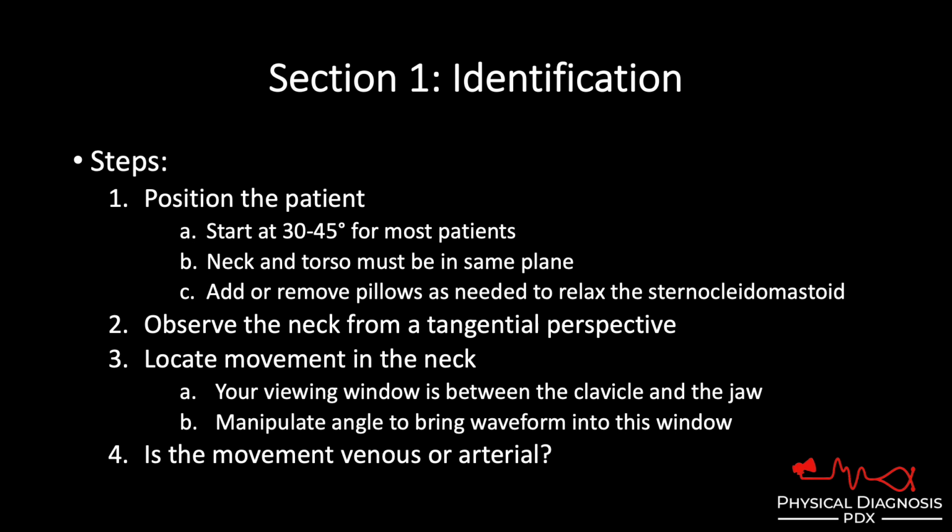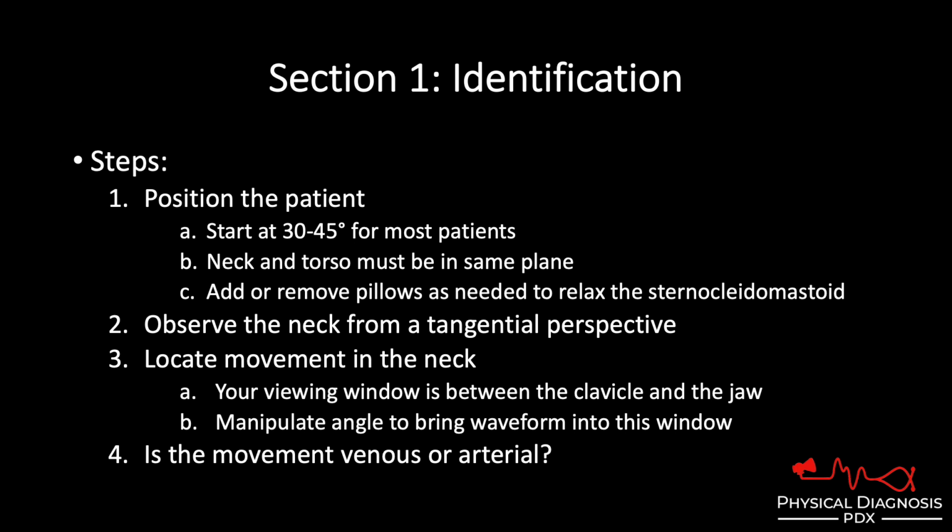Let's talk about the approach to identifying the jugular venous pulse. The first and most important step is patient positioning. Often, we walk into a room and the patient is slouched in bed with their neck flexed forward. If you try to move the back of the bed up and down to change the patient's angle, only their neck will move, and this will compromise your exam.